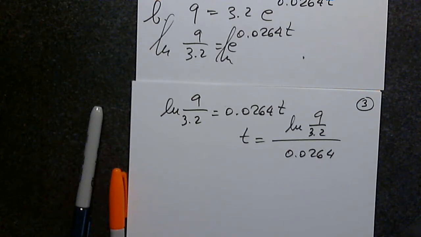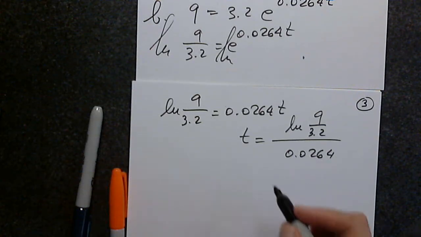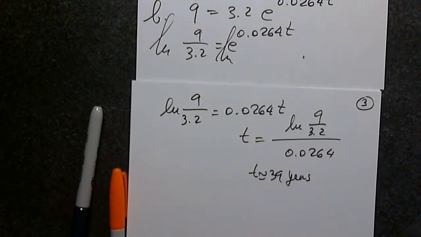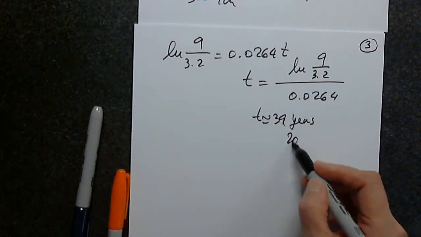And when we do that, I have natural log 9 divided by 3.2 and divide by 0.0264. I have it right here. I'm too lazy to type it up, I'm going to just call the previous answer. So it's roughly 39. 39 what? Yes. Which means roughly which year? 2039.